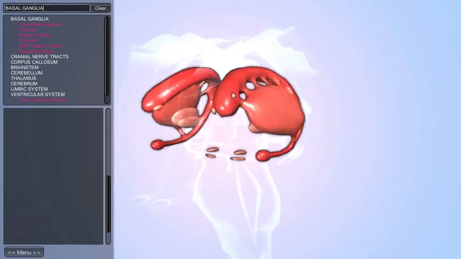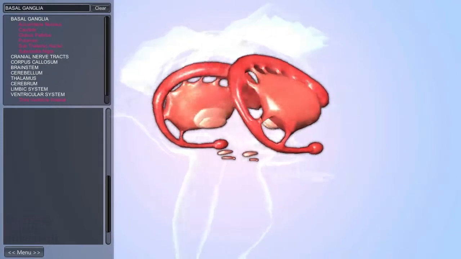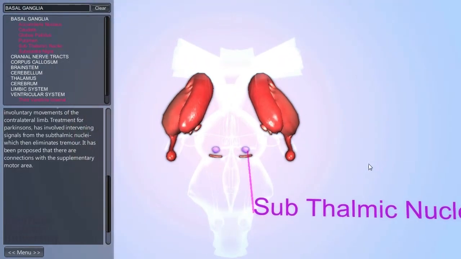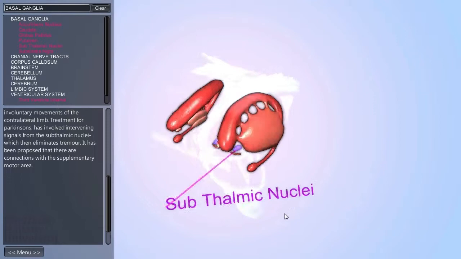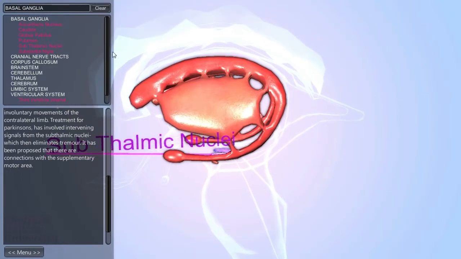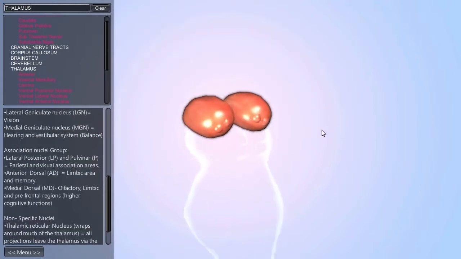The basal ganglia. The basal ganglia is a term used to describe the nuclei which surround the internal capsule. Subthalamic nuclei. The subthalamic nuclei is located close to the thalamus and also lies above the substantia nigra in the midbrain. It sends messages to the globus pallidus, the thalamus.